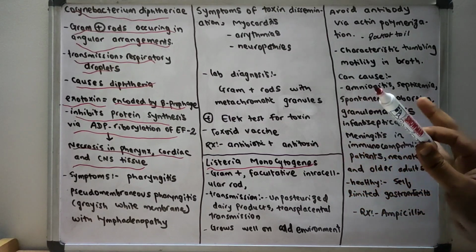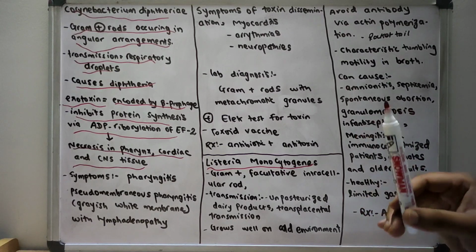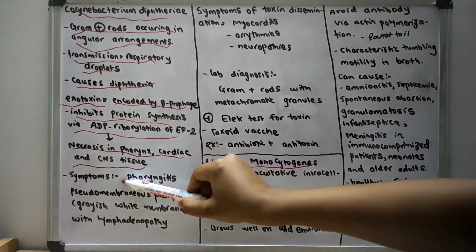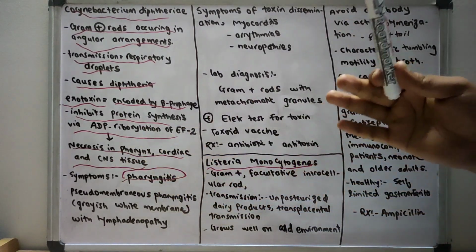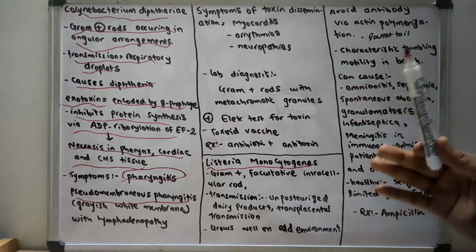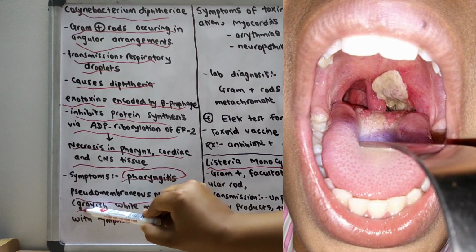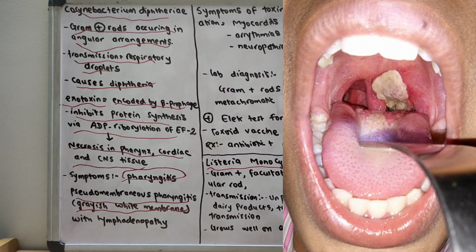The various symptoms of the exotoxins after its systemic circulation result in pharyngitis. The pharyngitis we see in Corynebacteria is pseudomembranous pharyngitis. You can also see in this picture the pseudomembranous pharyngitis. It is the grayish white membrane that occurs in the throat. You can see the grayish white membrane around the throat.